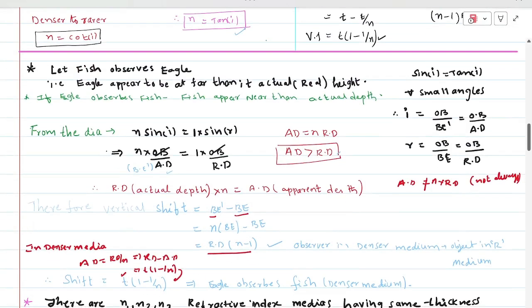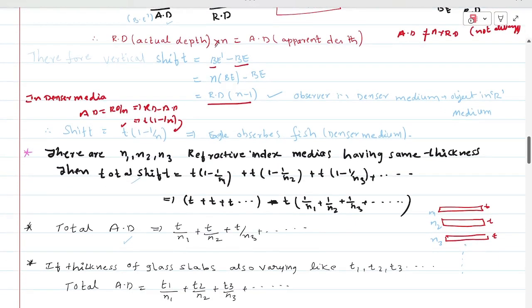So here I have explained how the apparent depth is real depth by n in a denser medium, and in a rarer medium apparent depth is n times the real depth. Here I have given it from the diagram, so you can see here. The vertical shift is also explained here. And in these cases there are glass slabs of refractive index n1, n2, n3, and the media have the same thickness. So here, thickness T.